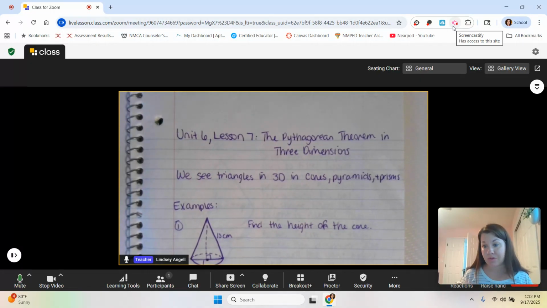Alright, so 3D figures. We see triangles in 3D figures all the time. The most common places are cones, pyramids, and prisms, okay? And really the triangles can come from just cutting it into pieces, right? And looking at the height versus the diameter or the base, whatever we're looking at, okay? So that's what we're referring to. And so hopefully my pictures make sense and we'll go from there, okay?